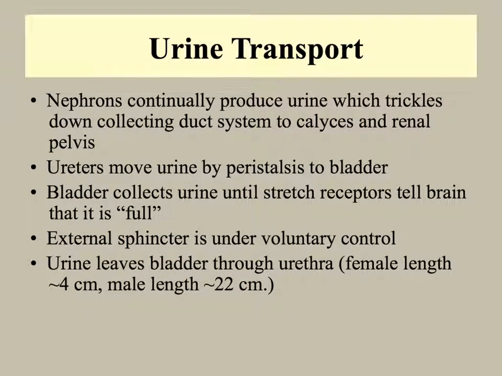So after you've made the urine, where does it go? How is it transported? Well, nephrons are continually producing urine. It just doesn't stop. That filtration system, the blood keeps pumping through your body. It keeps on getting filtered by your nephrons. It keeps on getting concentrated down into urine. And so it basically trickles down your collecting duct system to the calyces and the renal pelvis, then moving into the ureter.